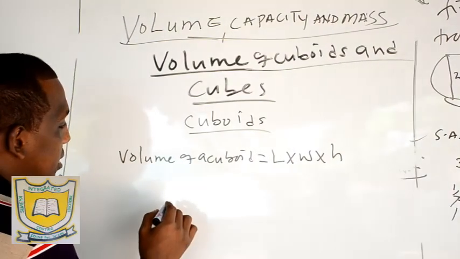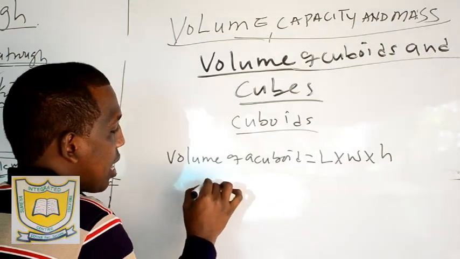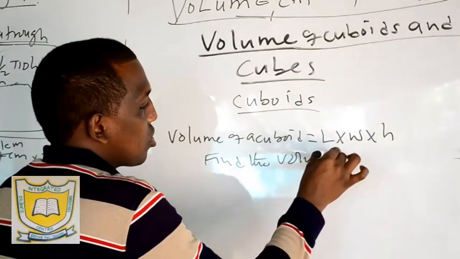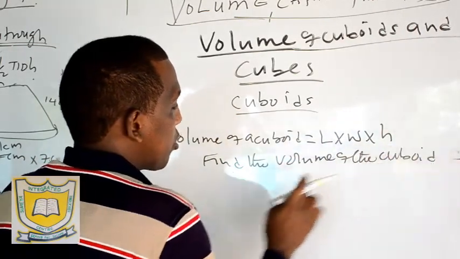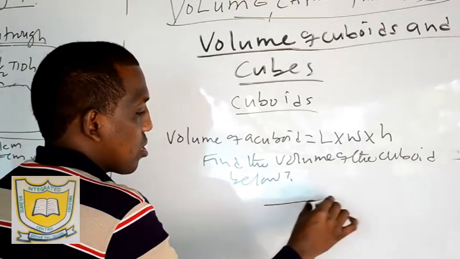So let us see this one now. Let us find the volume of the cuboid below. Let us see now.